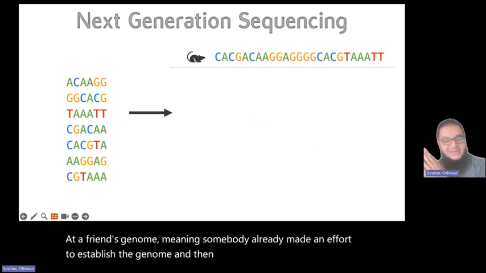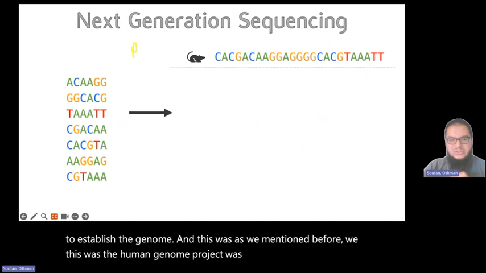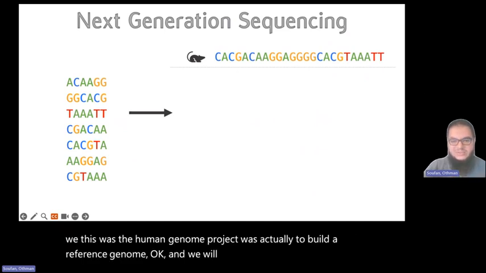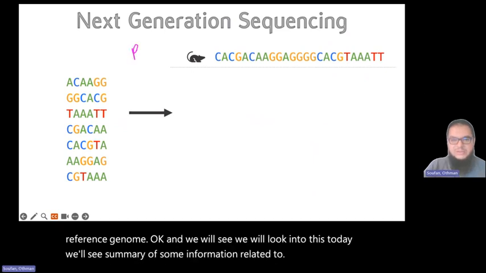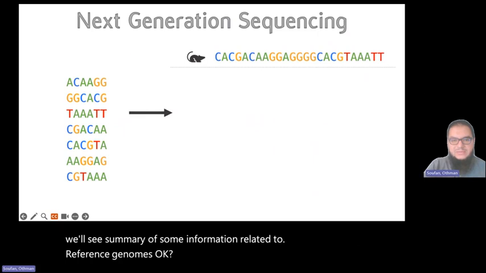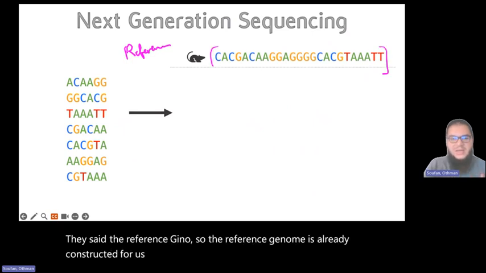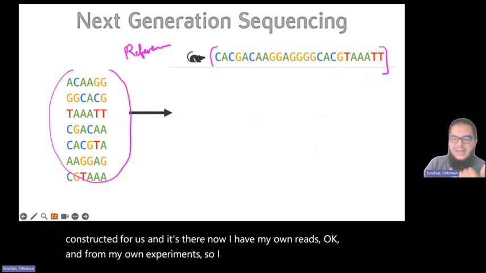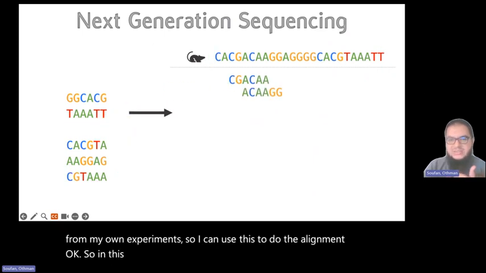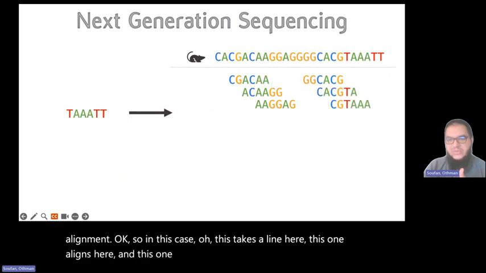And as you mentioned before, the Human Genome Project was actually to build a reference genome. Okay, and we will look into this today. We'll see a summary of some information related to reference genomes. So the reference genome is already constructed for us, and it's there. Now I have my own reads from my own experiment, so I can use this to do the alignment. In this case, this text aligns here, this one aligns here, and this one aligns here, and so on and so forth.